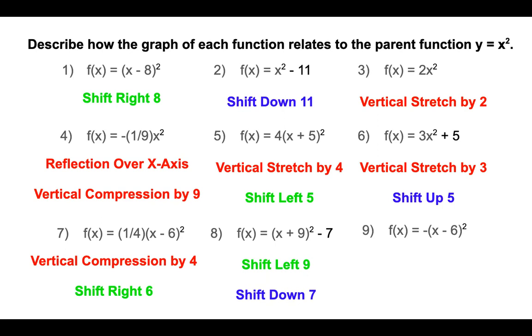On number 9, we have that negative on the outside, which gives us our reflection over the x-axis, and that x minus 6 on the inside gives us a right shift of 6 units. You can plug all of these in Desmos and also check your work that way.